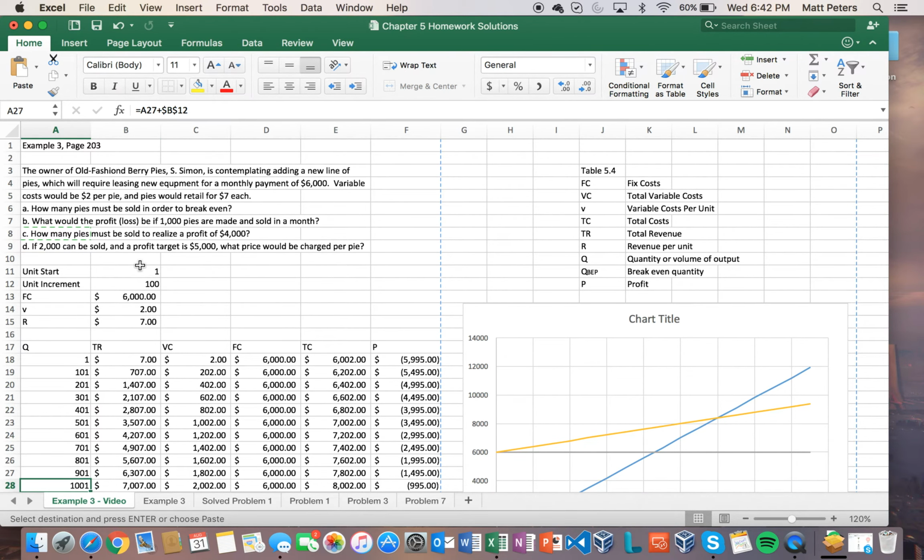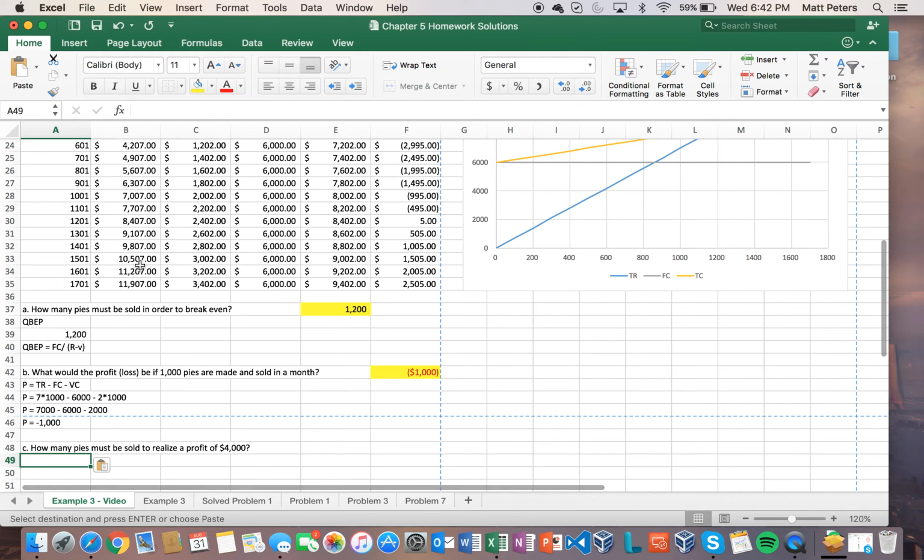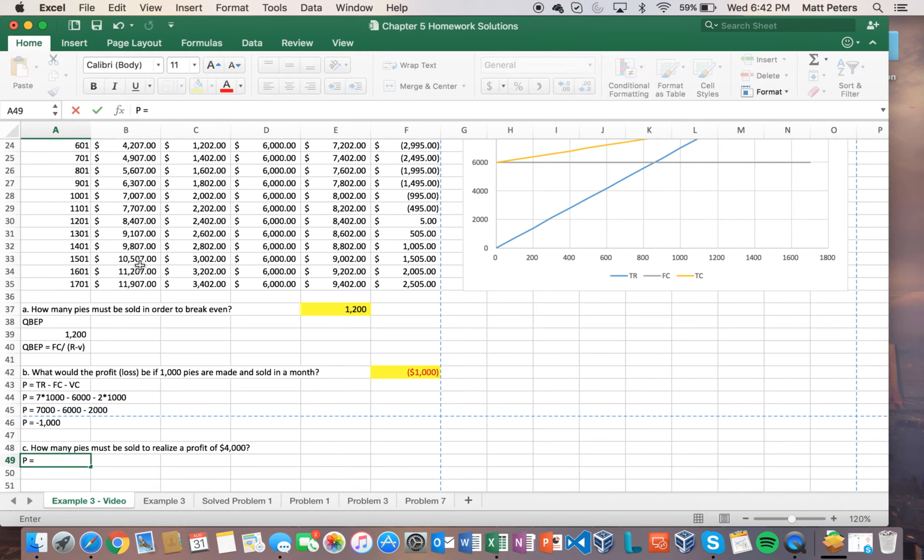How many pies must be sold to realize a profit of $4,000? Okay. Again, we know that profit equals total revenue minus fixed costs minus variable costs. So we're saying we want a profit of $4,000. Total revenue is 7Q, so it's $7 times the number of pies we sell. Fixed cost is 6,000, and variable cost is $2 times Q. So we know that 4,000 equals 7 minus 2, which is 5Q, minus 6,000.